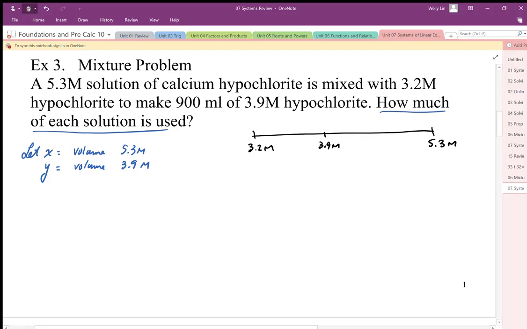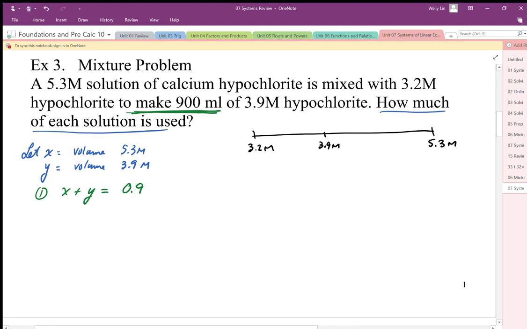So we need to have two relationships. One relationship is going to be based on the volume. We're going to come up with 900 milliliters of that solution. So we can say that X plus Y, the volume of the 5.3 plus the volume of the 3.9 molar solution, is equal to, and I'm going to convert this to liters because I'll explain why in a second, 0.9 liters.